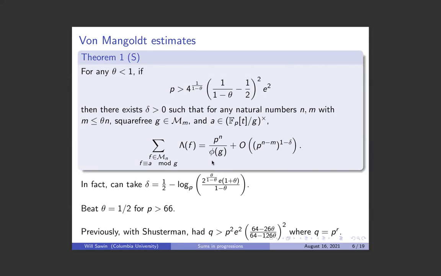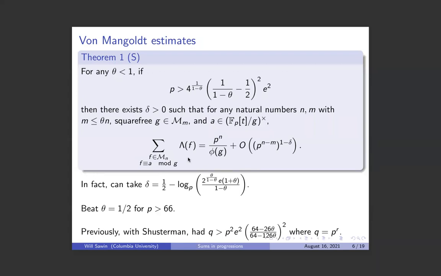So the level of distribution theta we can take with this estimate is going to grow as P grows. As P gets larger and larger, it's going to get closer and closer to 1. In fact, we already get better than 1/2. Theta equal to 1/2 in this setting would be what you can prove using only the Riemann hypothesis. And we can do better than that for P greater than 66. So P does not even have to be very large for this estimate to kick in. And furthermore, the amount of power savings we get is actually pretty large.